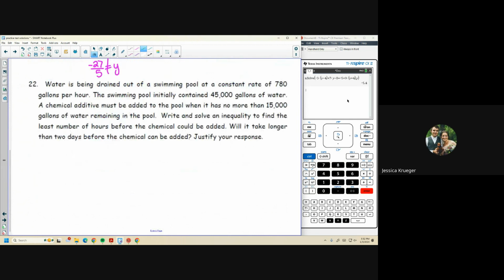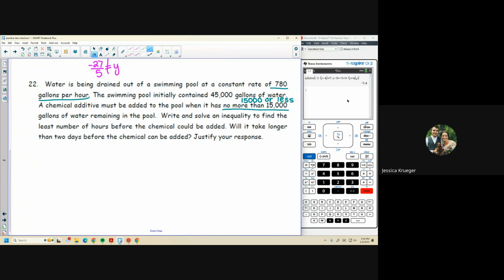22. Okay. Water is being drained out of a swimming pool at a constant rate of 780 gallons per hour. The swimming pool initially contained 45,000 gallons of water. A chemical additive must be added to the pool when it has no more than 15,000 gallons remaining. No more than means 15,000 or less.